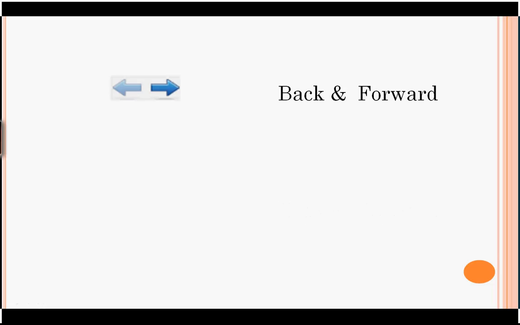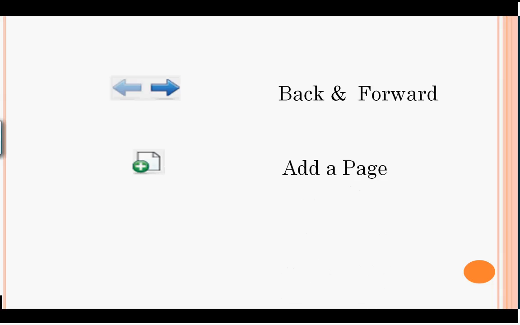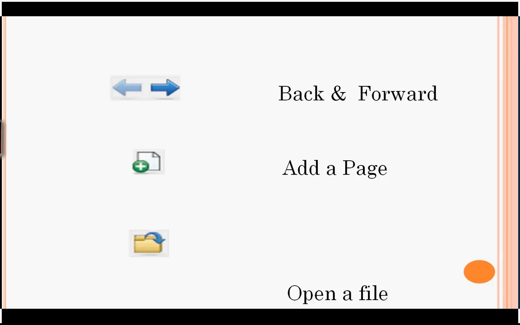We're going to start with your forward and back button, if you want to go backwards or forwards. Next we have add a page. You want to add a blank page. This is the button you use for that. We have open a file. You want to open a file that you've already created in a Smart Notebook. That's where you do it.